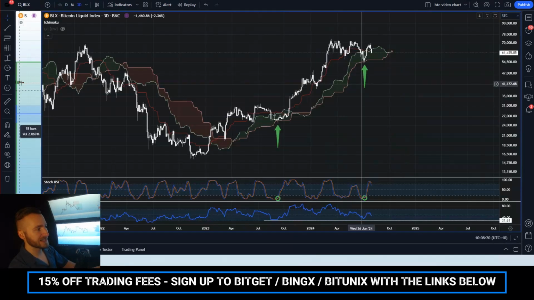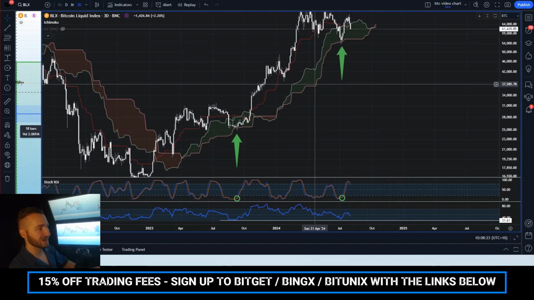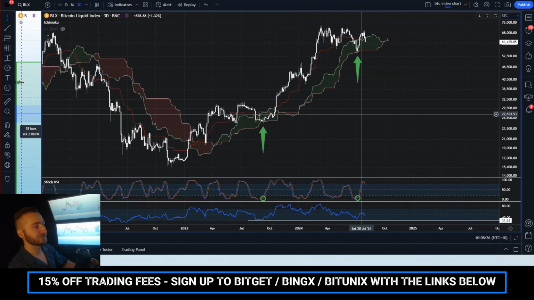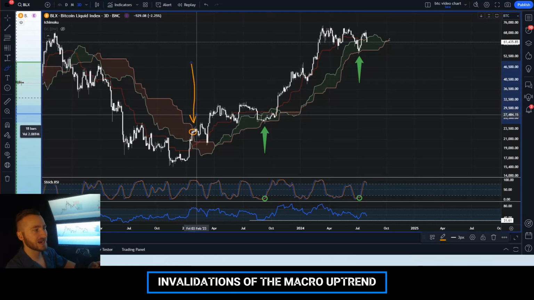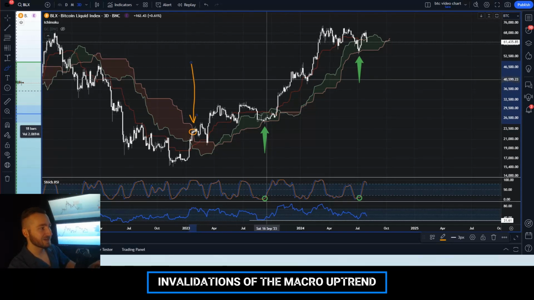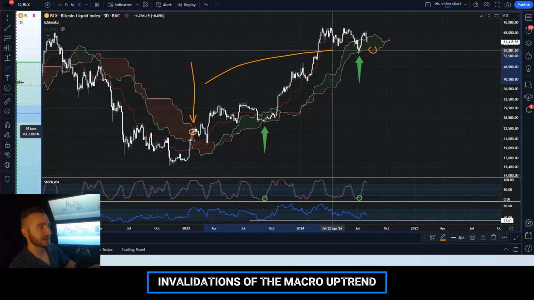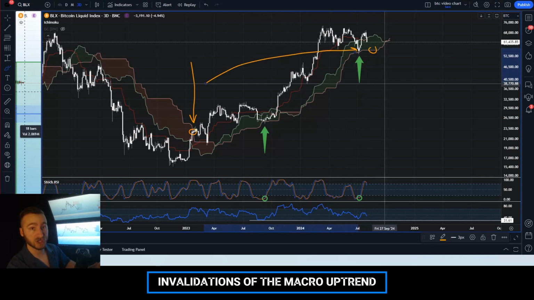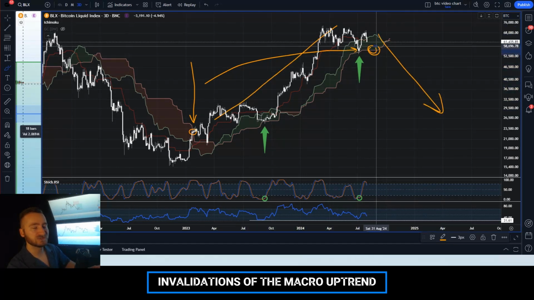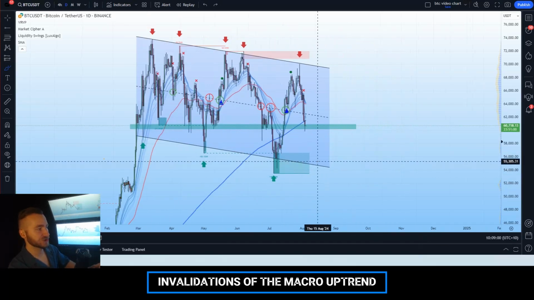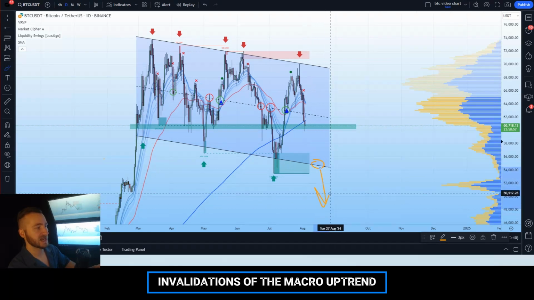Again, if we see a breakdown of the leading span B, which is the red line on the Ichimoku cloud, that would suggest for the first time, since we broke above the leading span B, which was over here, January 2023, the exact time the S&P 500 broke this downtrend, that would be the first time since January 2023 that we have seen a trend revert, meaning we have seen the trend move from an uptrend into a downtrend. At that point, we would see the macro downtrend for Bitcoin officially begin. And at that point, we would also see the invalidation of the descending channel formation and a macro downtrend initiate.